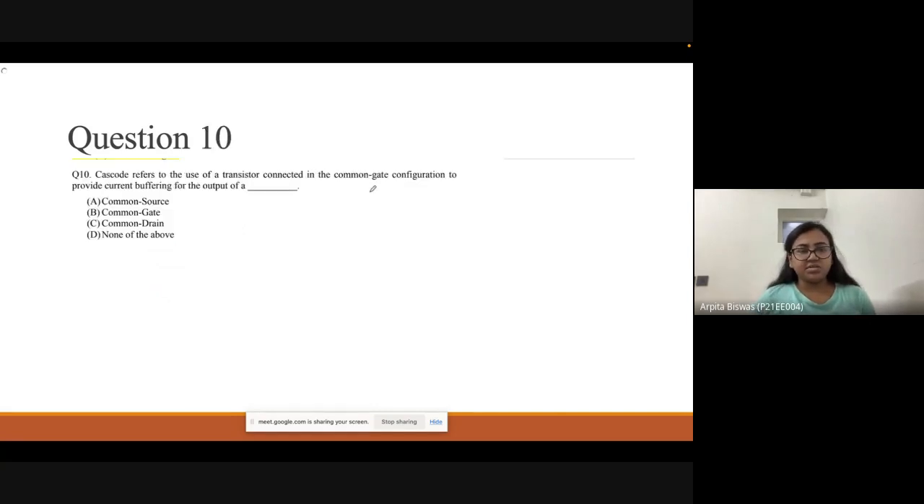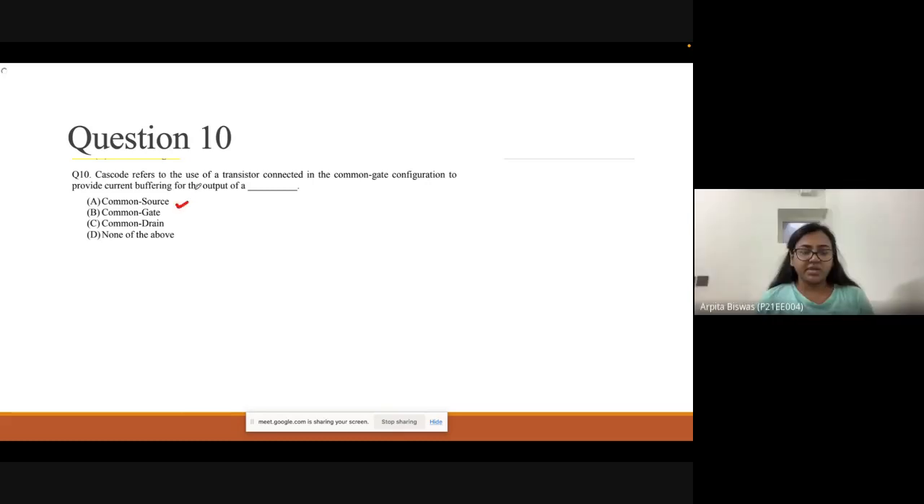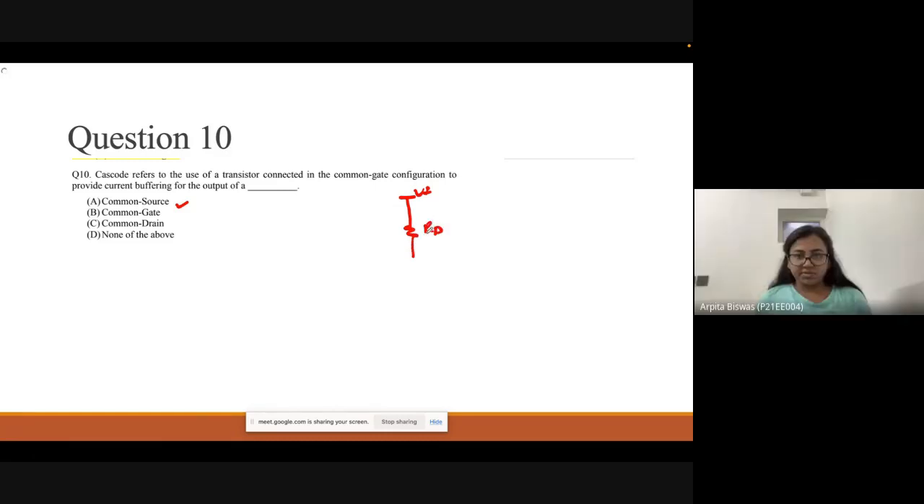So question number 10: cascode refers to the use of a transistor connected in a common gate configuration to provide A, current buffering. Answer A, madam. Okay. Common source. It is direct lecture. Can you explain a little bit? Yes, madam. Cascode means common source, and the current gate will be acting as a common gate, madam. So that's why current buffering for the output is common source. So you can draw the circuit directly here.